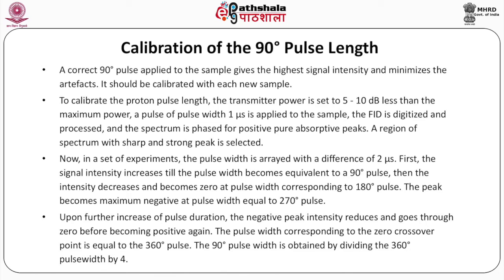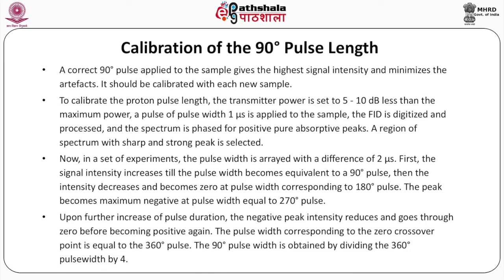To calibrate the proton pulse length, the transmitter power is set to 5 to 10 decibels less than the maximum power. Then a pulse width of 1 microsecond is applied to the sample. The FID is digitized and processed, and the spectrum is phased for positive pure absorptive peaks. A region of the spectrum with a sharp and strong peak is selected.